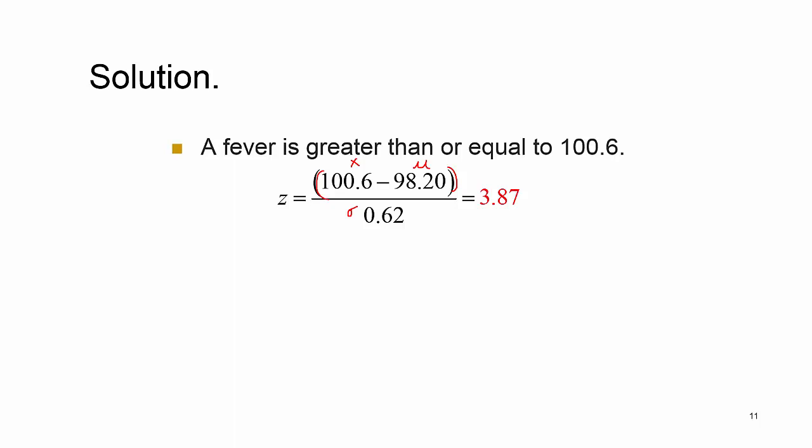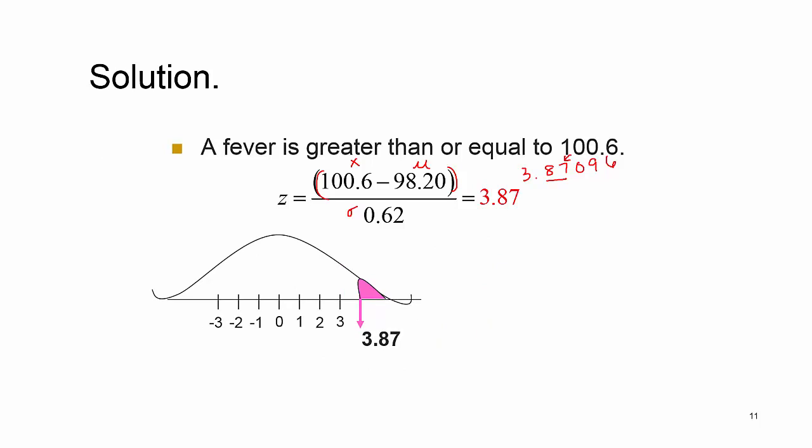Always round your z to 2 decimal places. This is actually 3.8709. So you're looking at the third decimal value, and if it's 5 or greater, you're going to have to round the previous number up. So this is going to stay at 3.87. Next we sketch this. So sketch 3.87, and right now anything greater they're diagnosing as a fever.